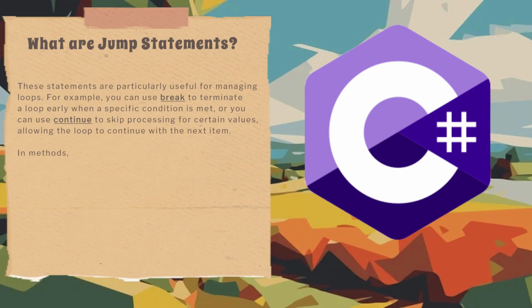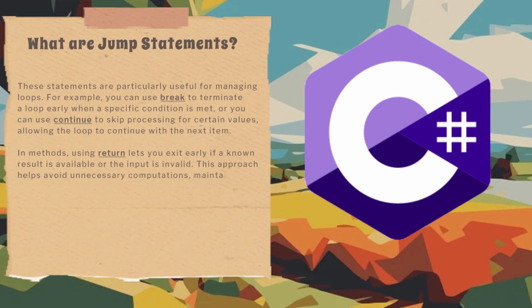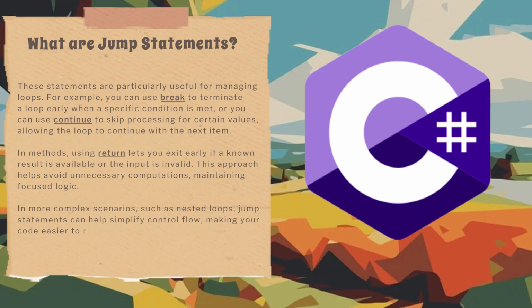In methods, using return lets you exit early if a known result is available or the input is invalid. This approach helps avoid unnecessary computations, maintaining focused logic. In more complex scenarios, such as nested loops, jump statements can help simplify control flow, making your code easier to read and maintain.